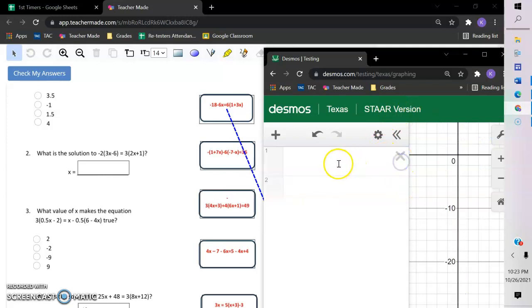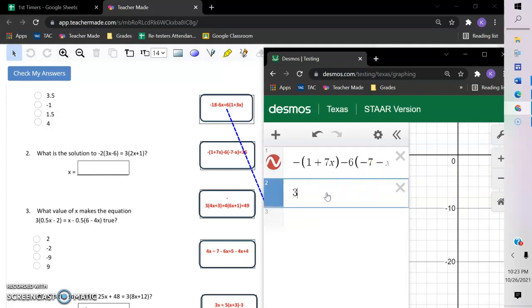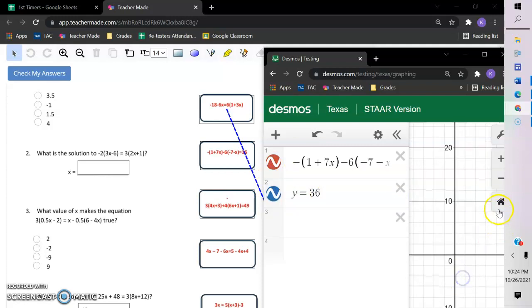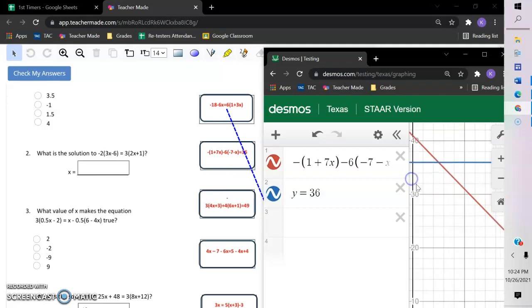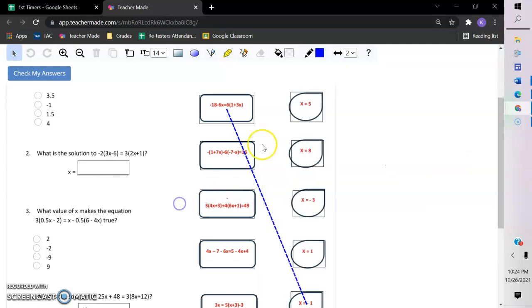which is -1, negative, parentheses 1 plus 7x, minus 6, parentheses -7 minus x, and then on this side 36. Again, it is just a whole number, so the calculator does not know what you want to do with it. So again, if it doesn't give you a little circle with a squiggly line, you have to put y equals in order for it to graph. So we're going to find out where they cross up here. So just click on, there you go, which is x equals 5. So again, this one and this one, it is the same one.